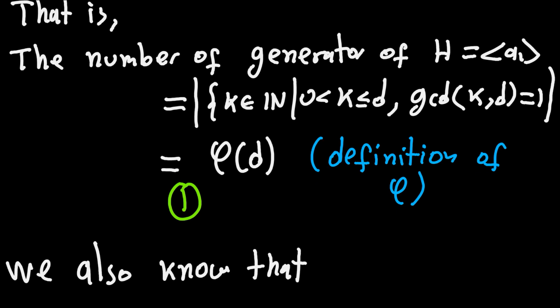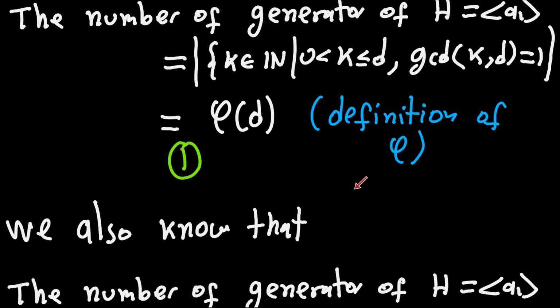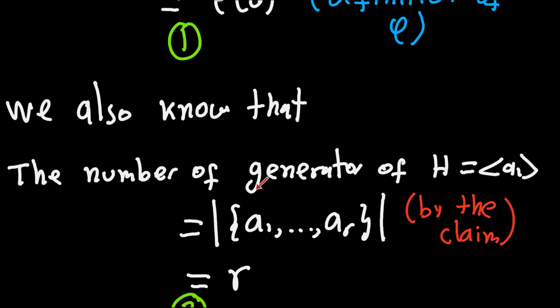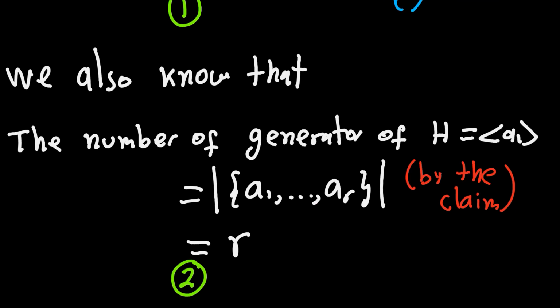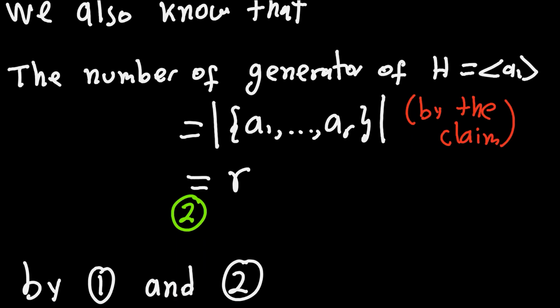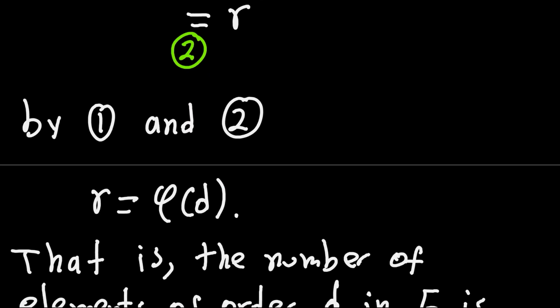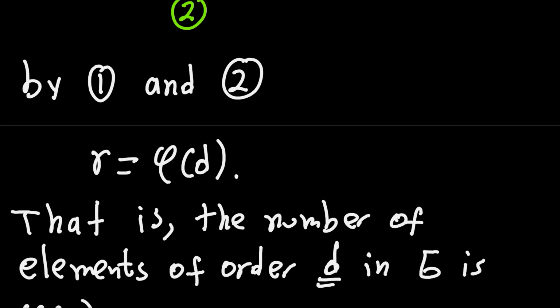Now I'm going to look at it in another way. Now we also know that the number of generators of H is this one, because that's what we prove in the claim. The number of generators here is the number of elements in this set, which is R. That's by the claim. Now if you compare 1 and 2, what we are saying is that R is equal to phi of d. That's exactly what we wanted to prove, but let me emphasize that a little bit more.